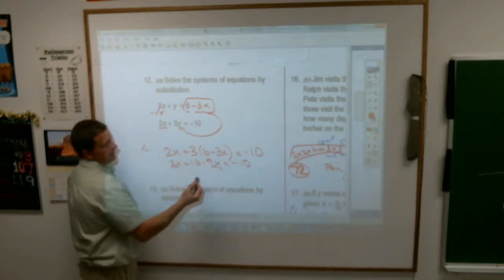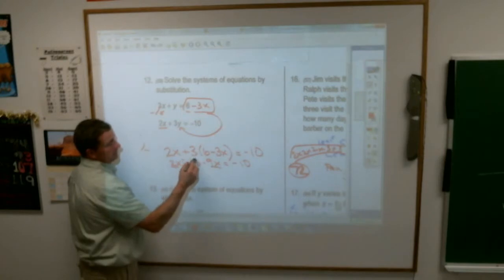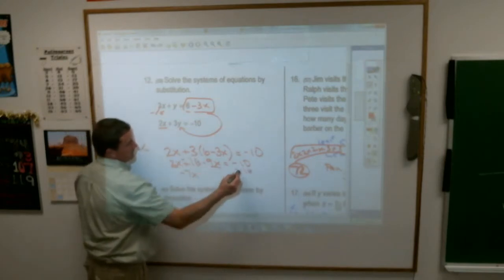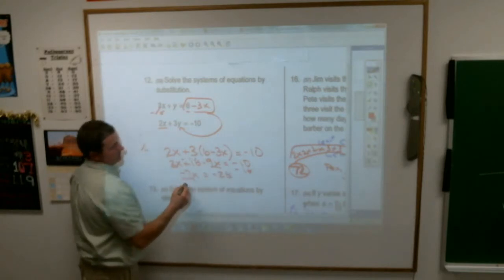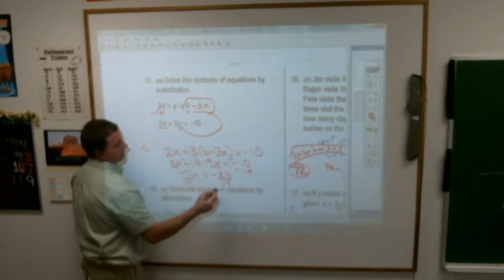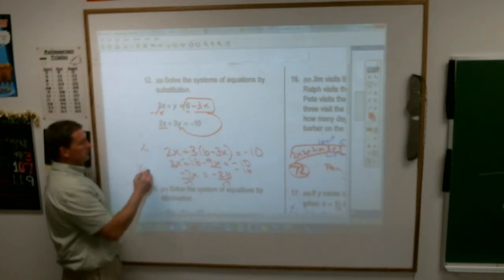Put 2x with negative 9x, it's negative 7x. Subtract 18. Looks like negative 7x equals negative 28. Divide by negative 7. X appears to be 4.